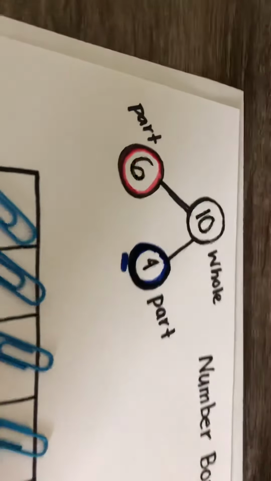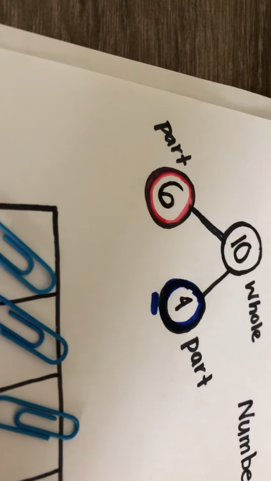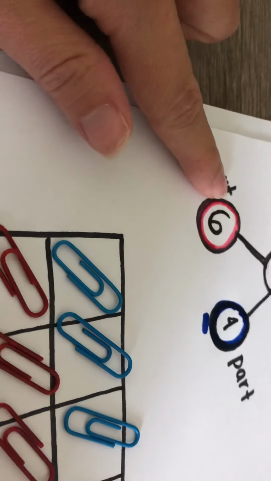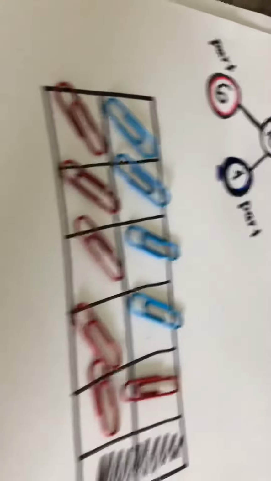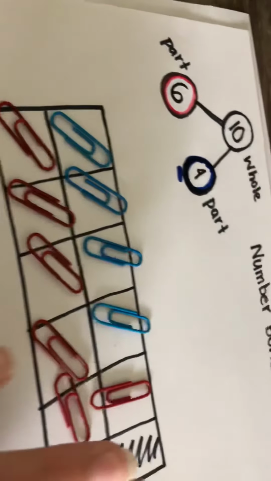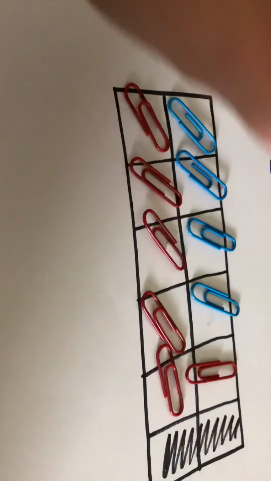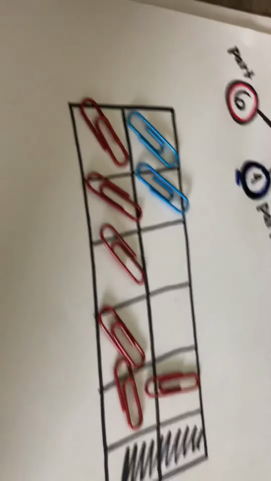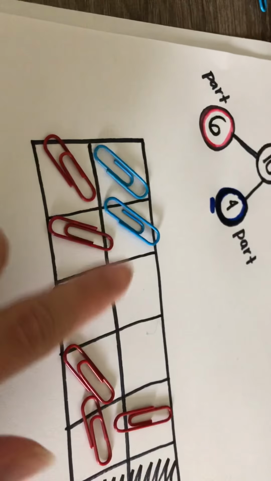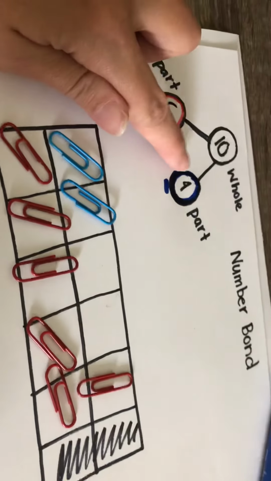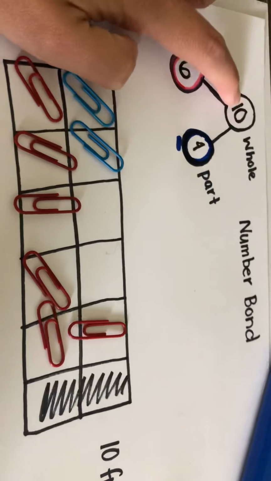And from that, they should be able to understand, or you can model for them, that 6 plus 4 gives us 10. Now, if you had different colors of paper clips, you could try this again with different colors. If you have more red paper clips, you could try it again. Let's say I had more red paper clips. I'd put some red in here. And then we'd do the problem a different way, and we'd show that 8 plus 2 equals 10, and we could show all of the different ways to model 10.